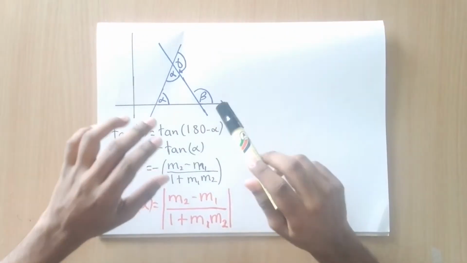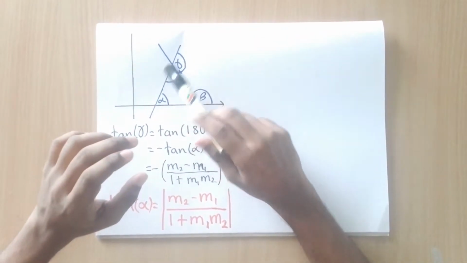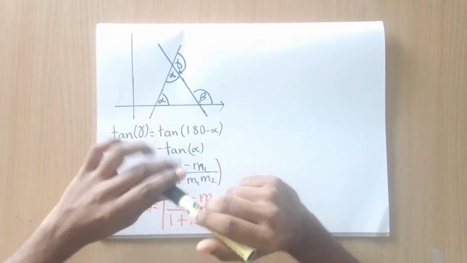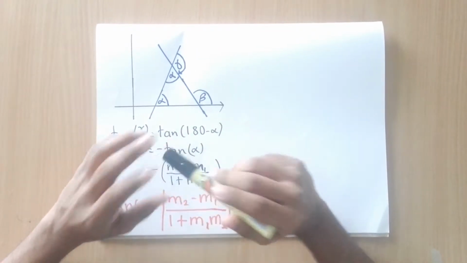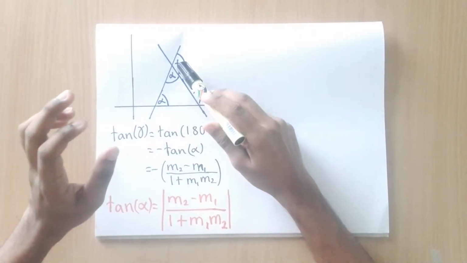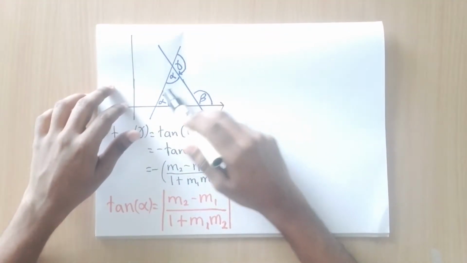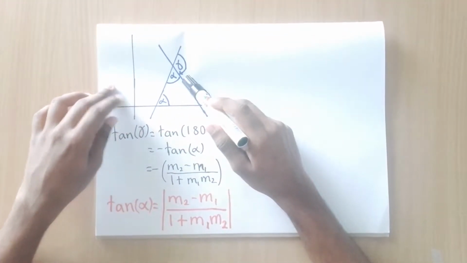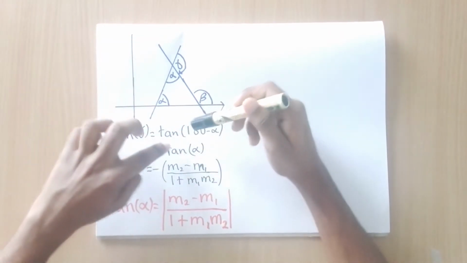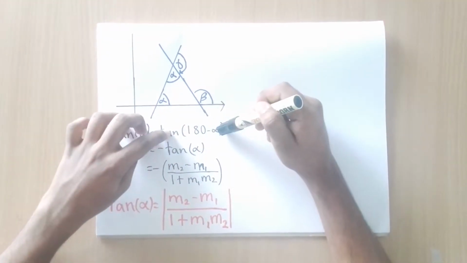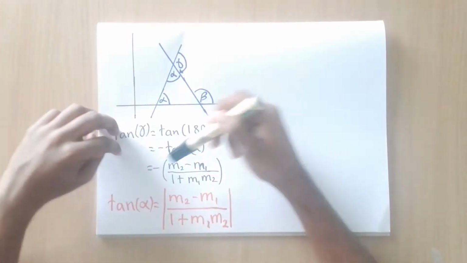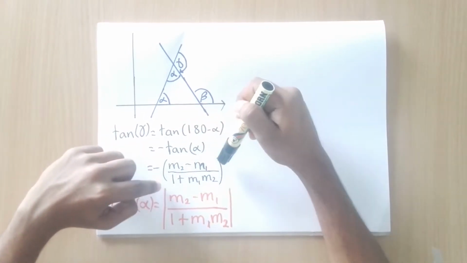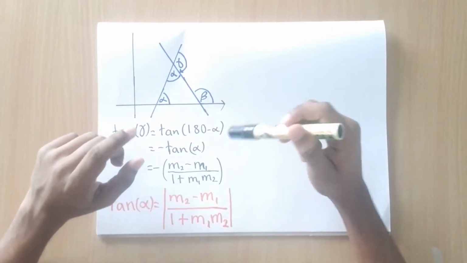Notice that there are two angles between any two lines, an acute angle and an obtuse angle. We can see here that this angle gamma is 180 minus alpha. So tan gamma equals tan (180 minus alpha). So this will give us minus tan alpha. So that will be minus (M2 minus M1) over (1 plus M1 M2).